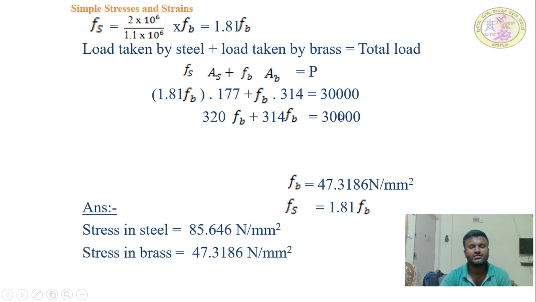Substitute all and we will get a relation: 320 Fb plus 314 Fb is equal to 30,000. Find out Fb, 47.3186 newton per mm square. And find out Fs. Earlier we generated an equation: Fs is equal to 1.81 Fb, and you will get a value of 84.646 newton per mm square.